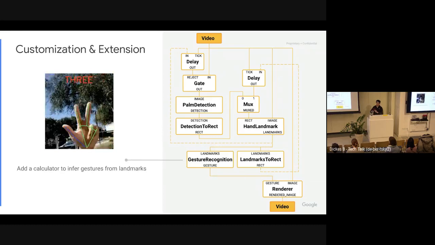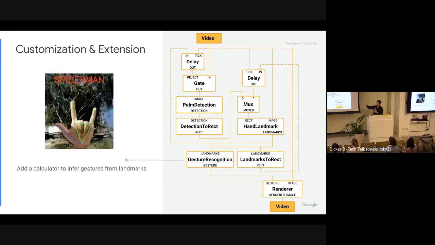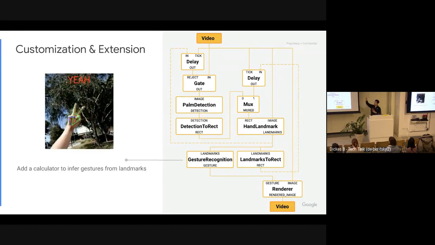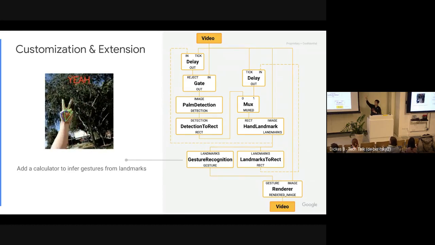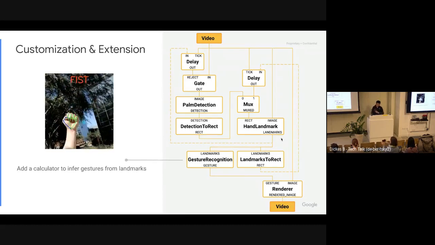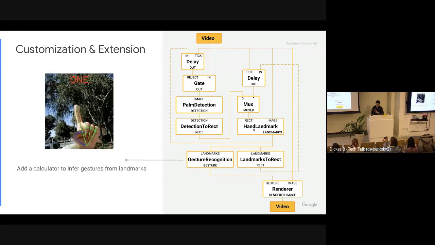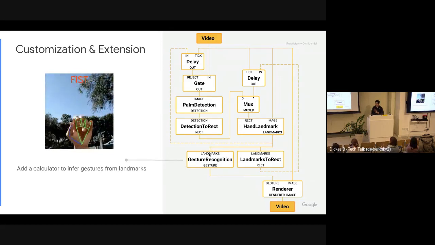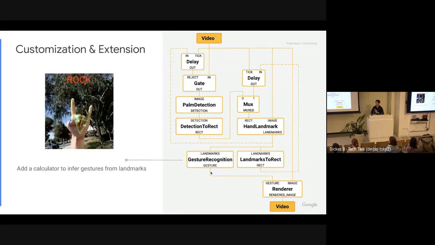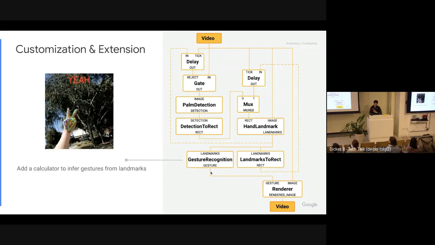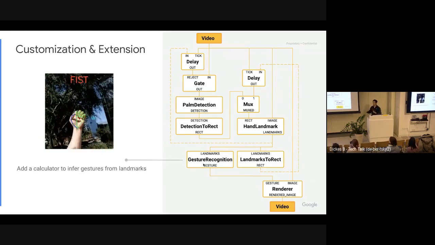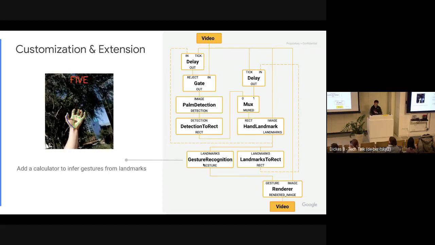Now, what if you want to go beyond the hand landmark, right? You want to say, oh, if I have this, it is one, if I have this, it is two, if I have this, it is three, right? So you can put a calculator here that takes in the landmarks as input and gives you gesture classification. This calculator is called gesture recognition. So you can actually do that.